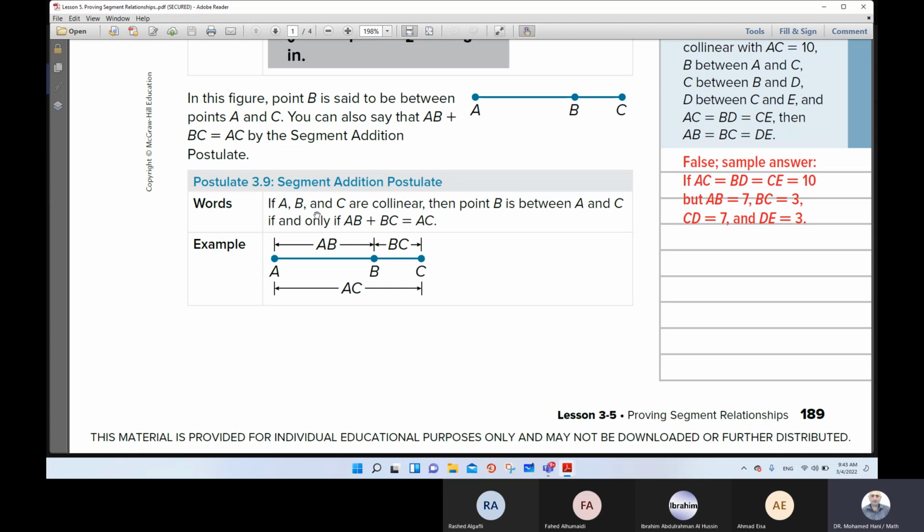If A, B, and C are collinear, what is the meaning of collinear? It means in the same straight line, like A, B, C. Then point B is between A and C if and only if AB plus BC equals AC.